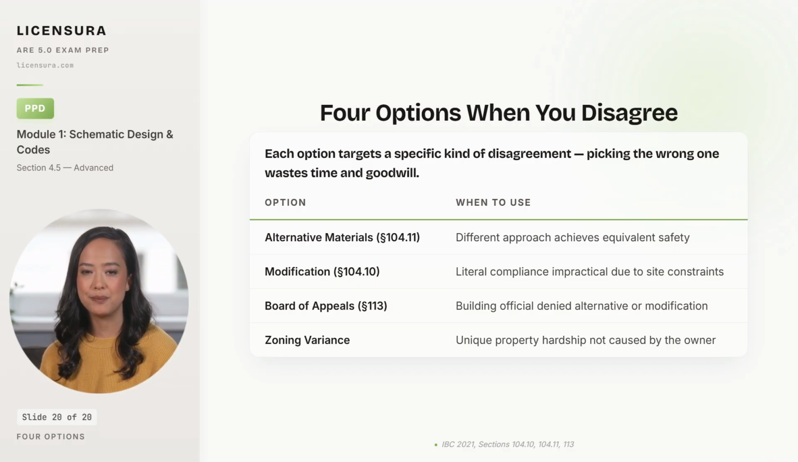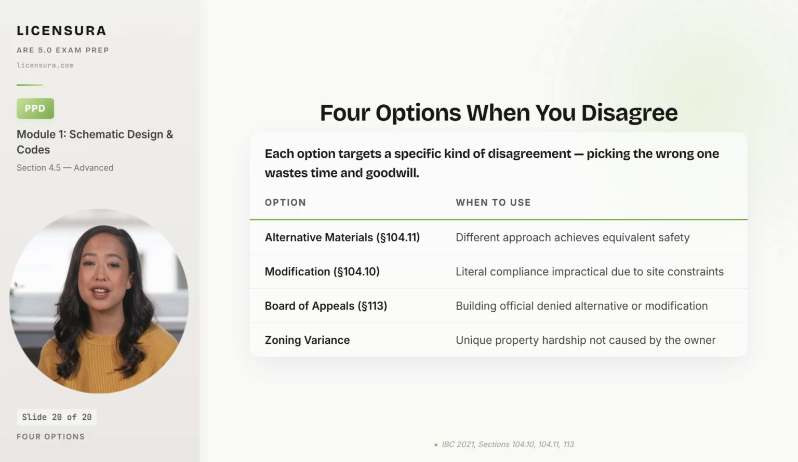Third, the Board of Appeals under Section 113, used when the building official has denied an alternative or a modification request. The board reviews the official's interpretation and decision, with the architect making the case on the record.